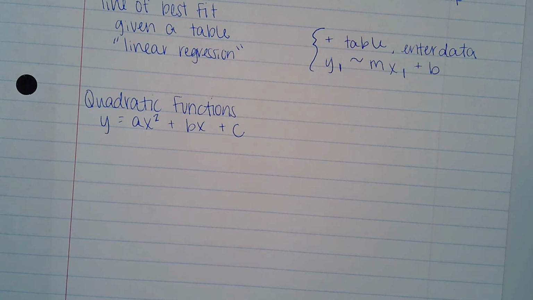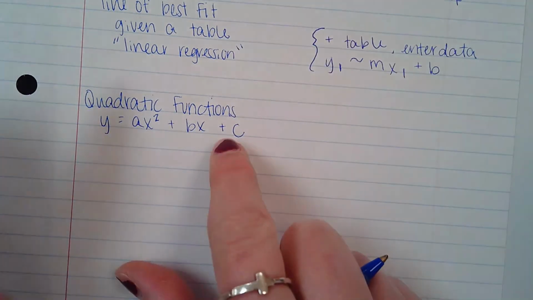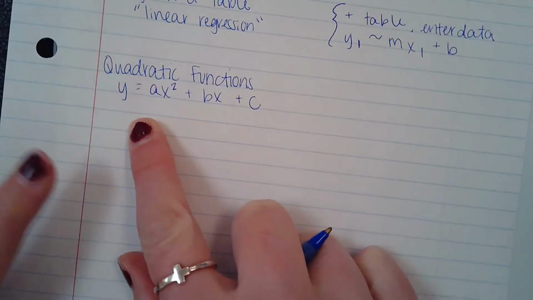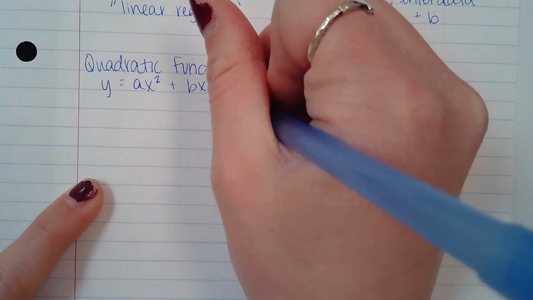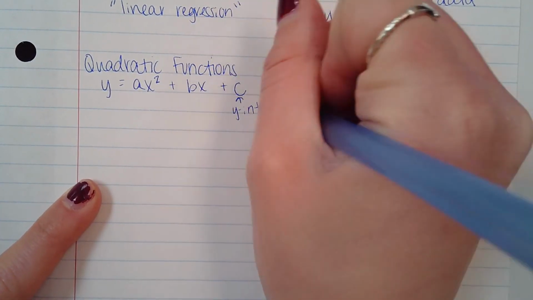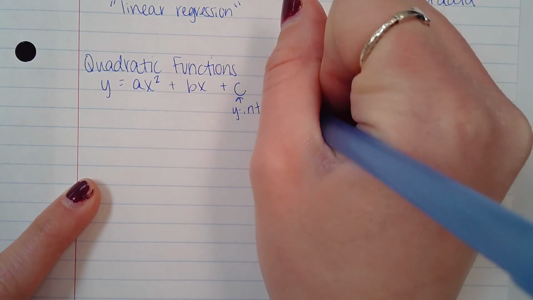The c value, what does that tell you? Do you remember, did we talk about that a lot? That c value is always your y-intercept. Okay? So just like it is with your linear function, that constant is the y-intercept. That constant is still your y-intercept. So again, I'm going to put that ordered pair 0, comma, c.